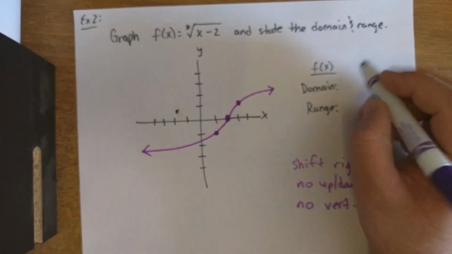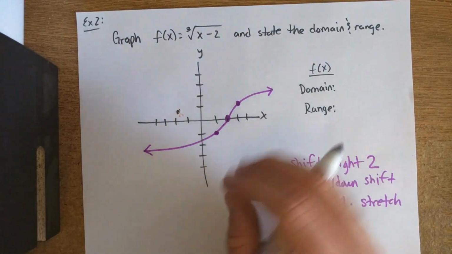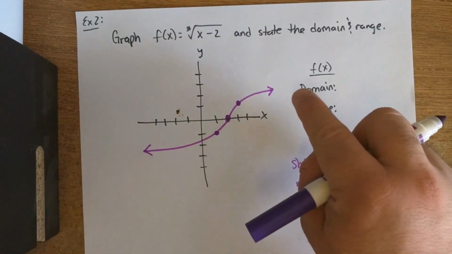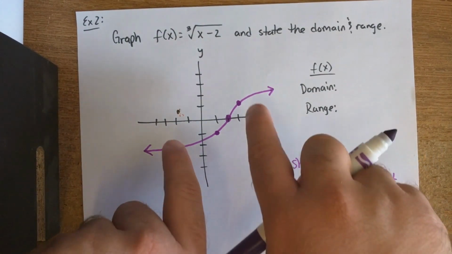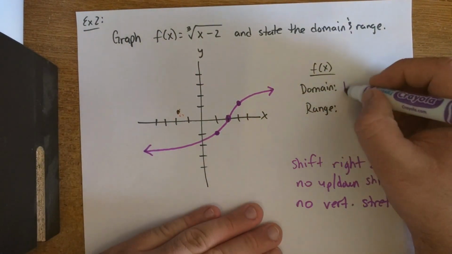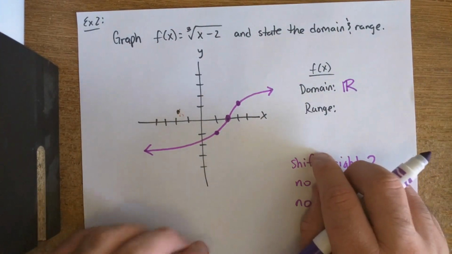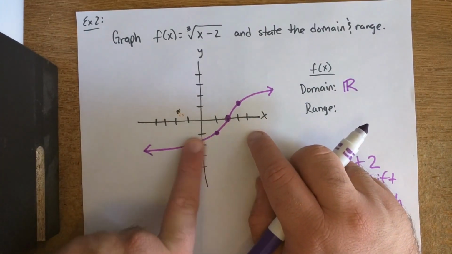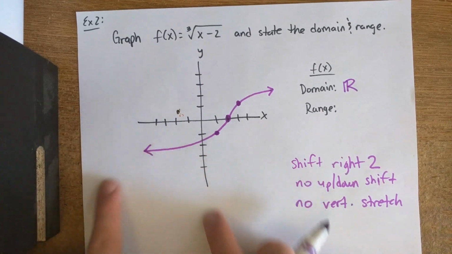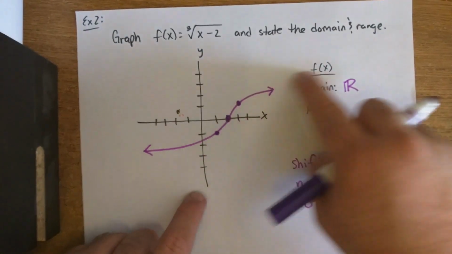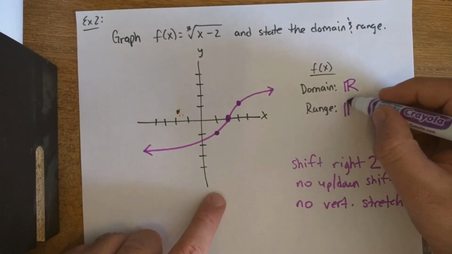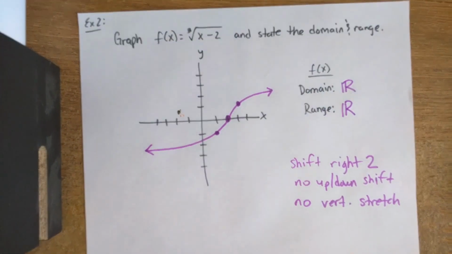And then your domain and range. So remember with cube root functions, this one's covering the whole x-axis. It's going to go left and right forever. That means our domain is all real numbers. But in the same logic, this is going down forever, and this part's going up forever, which means our range is also all real numbers.